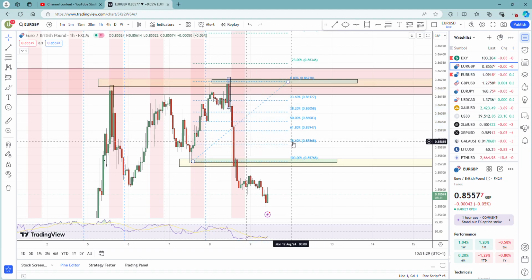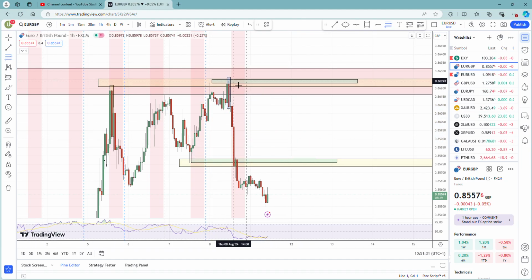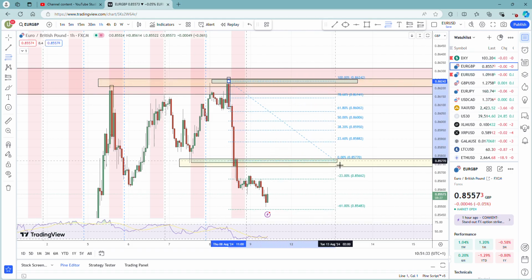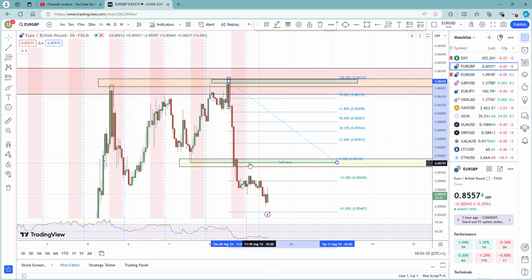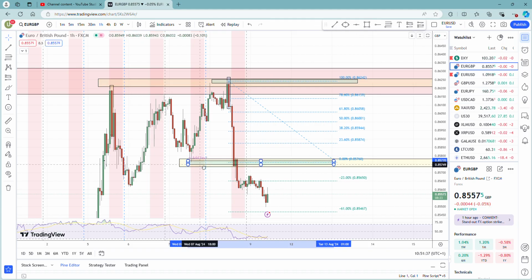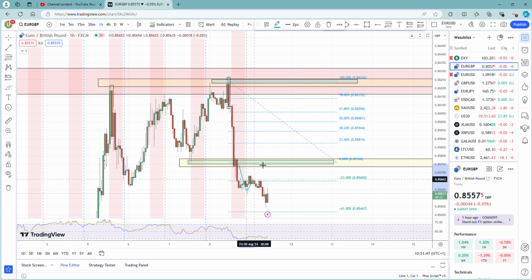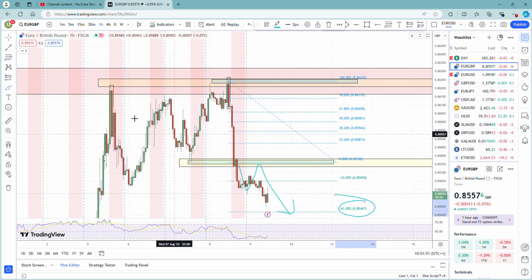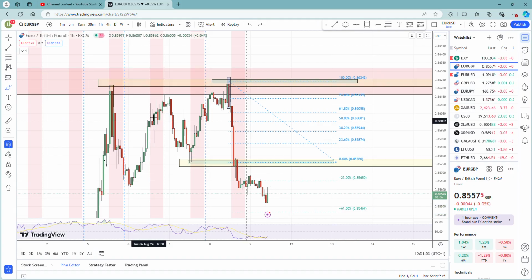So now you can see the fib tool would be this way. And you can see it's gone to -61. Perfect. So that's how we use the Fibonacci tool to go from one level to another. And if it breaches it, you can see what's going to happen. Breached it, retested it, and went down to the -61. So that's how I use the Fibonacci tool.